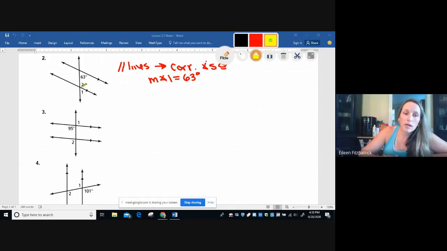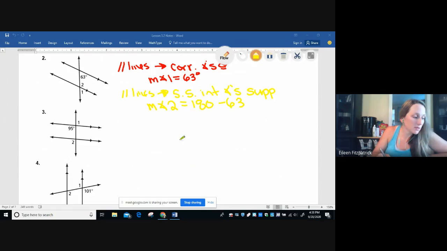All right, what's the relationship between angle 2 and the 63-degree angle? Look at where they're located. They're on the same side of the transversal and they're interior. So parallel lines implies same side interior angles, remember they're supplementary, okay? So the measurement of angle 2 is going to equal 180 minus the 63, right? If they're supplementary, that means they add up to 180 degrees. So the measurement of angle 2 equals 117.